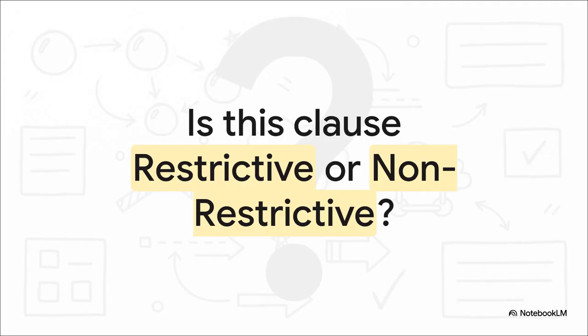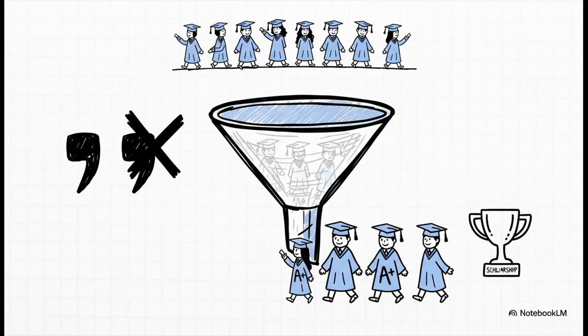Okay, switching gears a bit, new challenge. This time, you're not picking a pronoun. You're deciding if this clause is essential or not. So let's look at the sentence. Graduates who got the best scores will receive scholarships. Is that middle part need-to-know info? Yes, it's restrictive. Absolutely essential. Without the part that says who got the best scores, we have no idea which graduates are getting the scholarships. It's not all of them. It's a very specific group. And since it's essential, no commas.